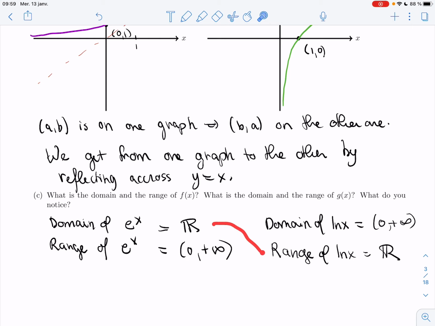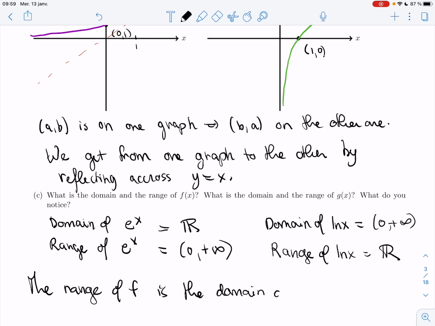All right, so one thing that you should notice looking at this, we're switching x and y when we're looking at the inverse. And since the domain are x's and the range are y's, we're switching them. So let's write that the range of f is the domain of g and vice versa.